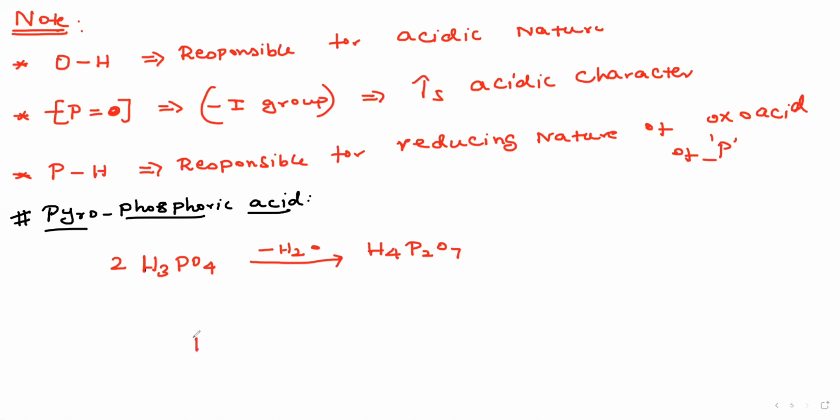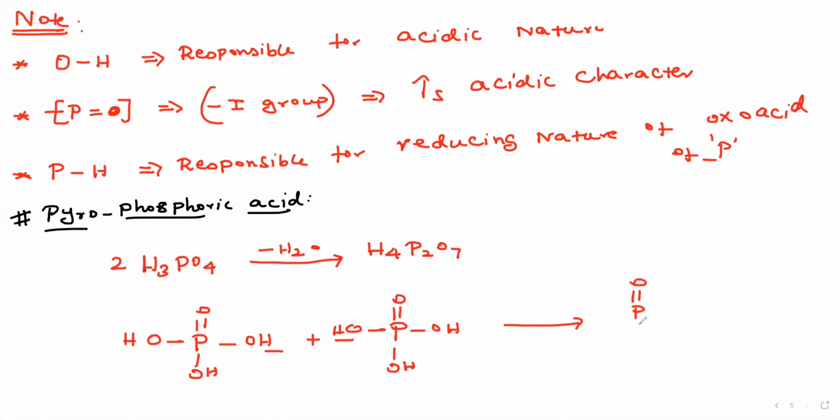What is the structure? Here P double bond O, here OH, this is OH and OH. This is what? Orthophosphoric acid, right? Then take another mole of orthophosphoric acid: P double bond O, then this is OH and this is OH and OH. I remove the water molecule. Simple, this OH, this H can be released, right? I get P double bond O, here OH, this also OH, then here O, P double bond O, here OH and OH.